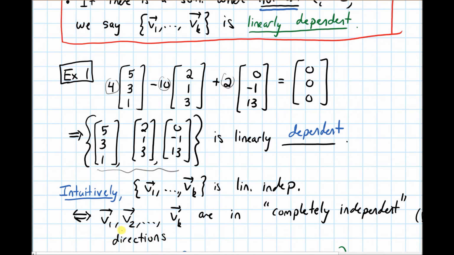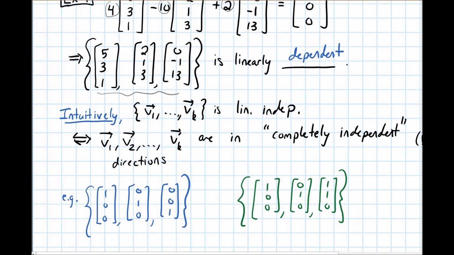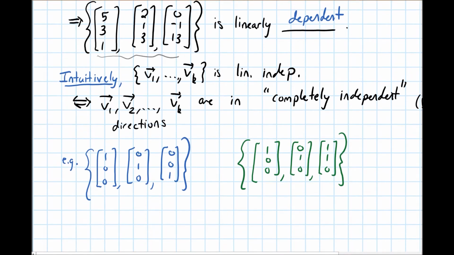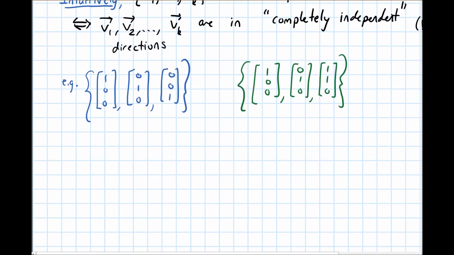Okay. So of course now that begs the question, what does that mean? What does it mean for these vectors to be in completely independent directions? The easiest way for me to answer that is to do an example. So I have these two sets of vectors.